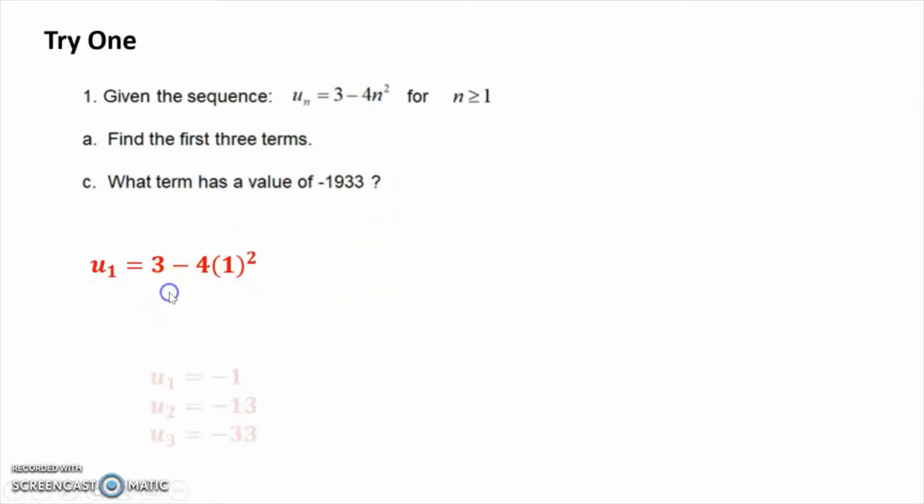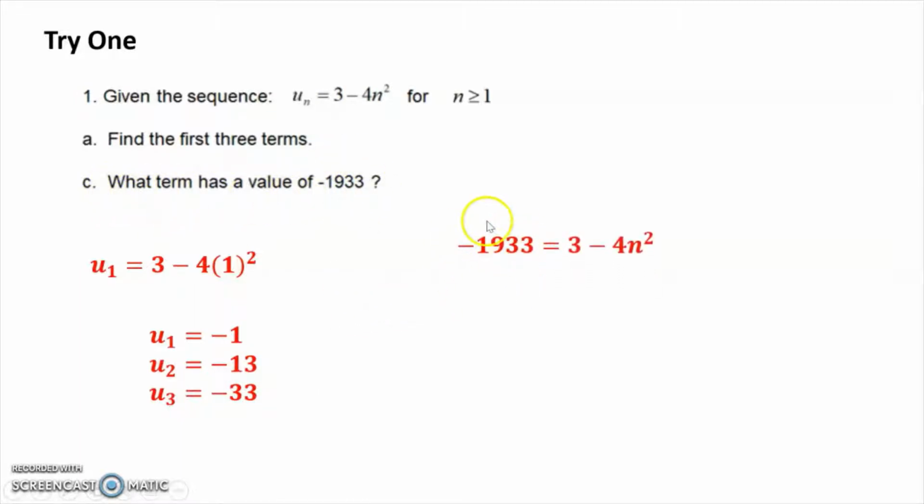Now let's check our answers. So u1 is negative 1, then negative 13, then negative 33. That's our sequence. Using this rule and simply putting 1 in there, a 2 in there, and a 3 in there. I hope you had some success. Next, what term has this value? So we're going to do the same approach. We say, that's the value we're looking for. We set it equal to our rule, and we see when that happens.